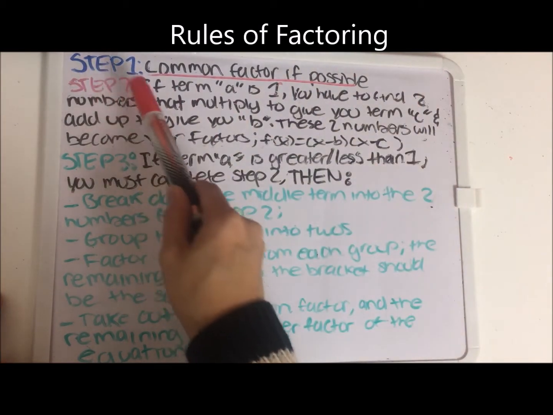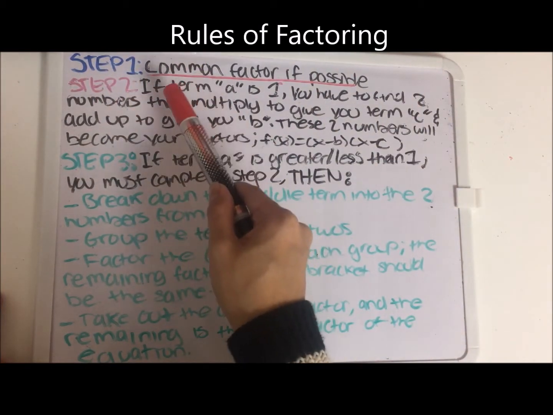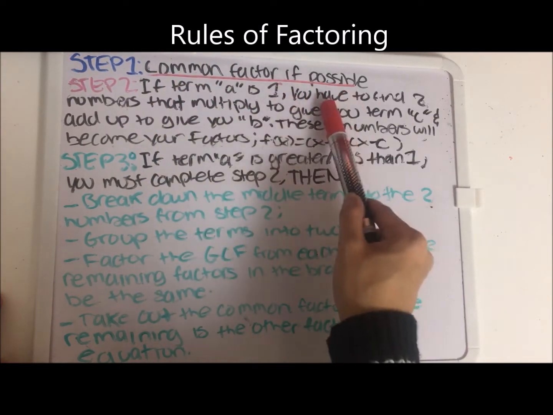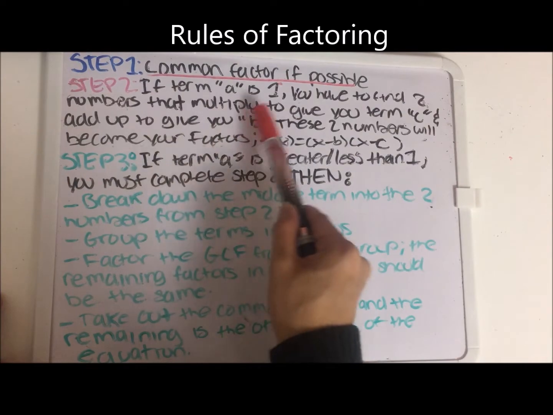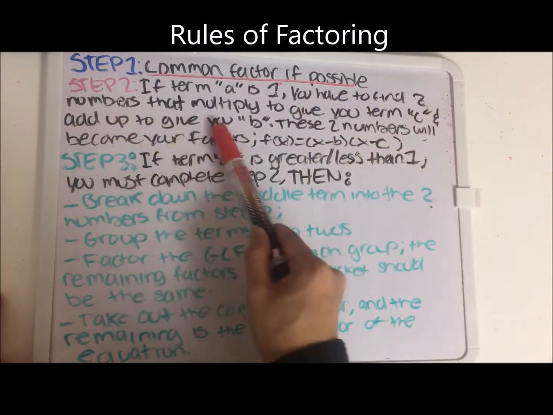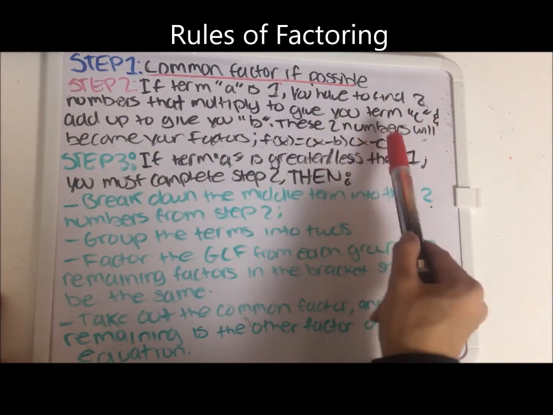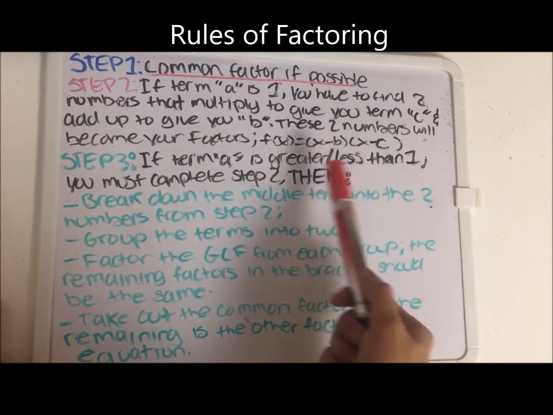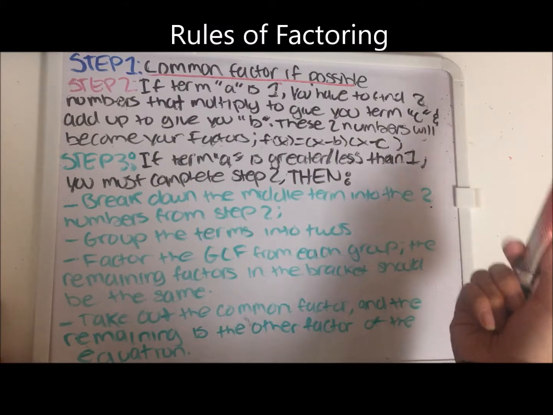Step 2. In terms of looking at the quadratic equation in standard form, if term A is 1, you have to find two numbers that multiply to give you term C and add up to give you term B. These two numbers will become your factors. For example, if it's positive 2 and positive 3, your factors will be x plus 2 and x plus 3.